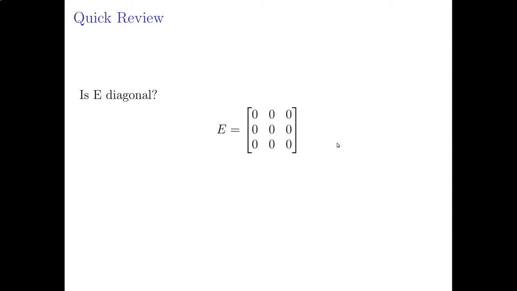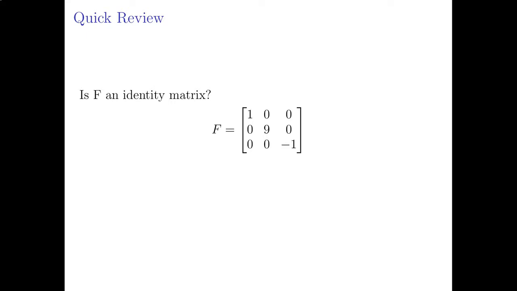Is E a diagonal matrix? Yes, indeed it is, because everything off the diagonal is 0. As it happens, everything on the diagonal is also 0, but that's immaterial. Is F a diagonal matrix? Yes, it is, because, of course, the things that are off the diagonal are 0. Now we have the things on the diagonal being non-zero, but that's totally kosher.